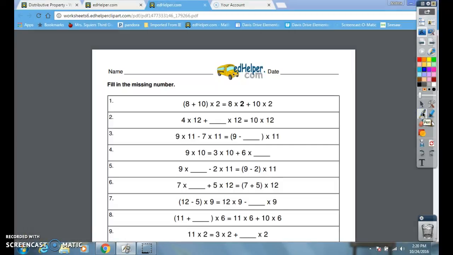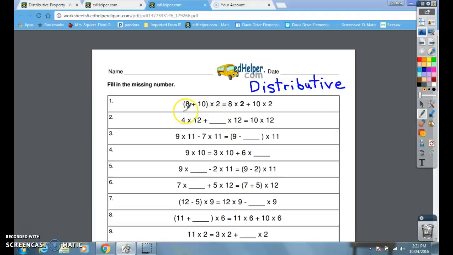Boys and girls, today we're going to talk about distributive property, and I think that is the most difficult property for me because there's so many numbers and so many different choices you could do in parentheses. So let's look at number one.